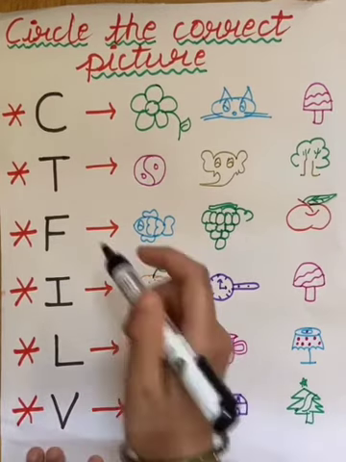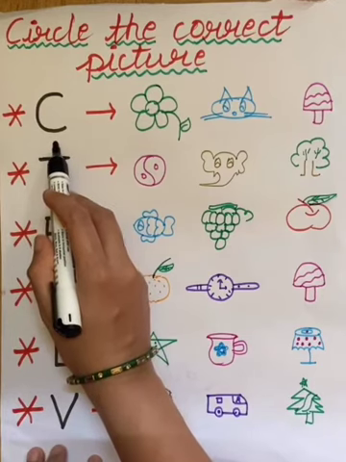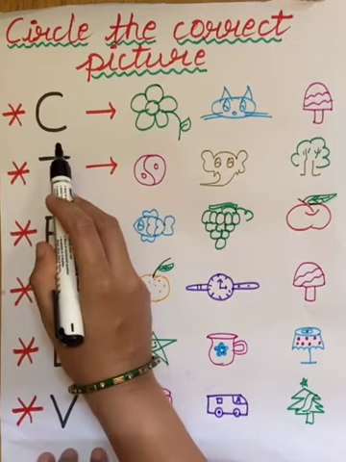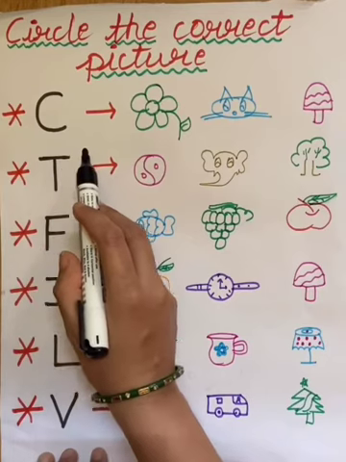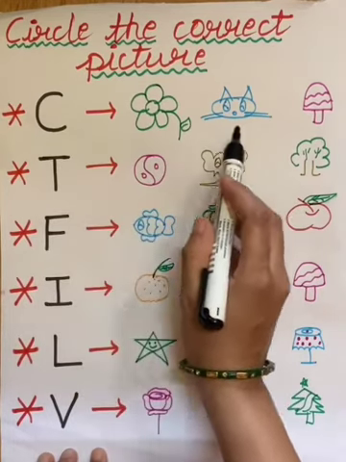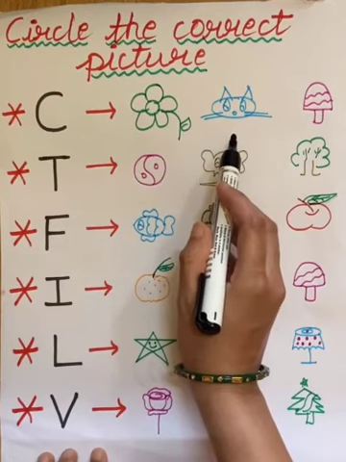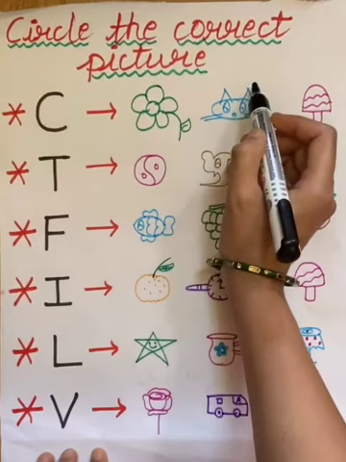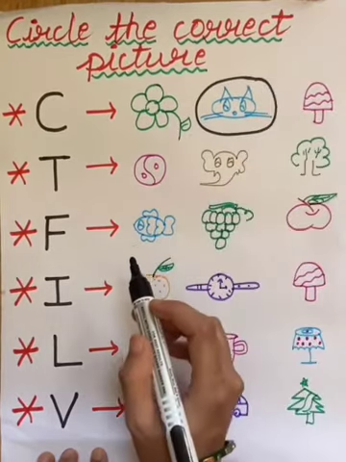Now children, which alphabet is this? Yes, this is C, C, cat. Okay, so where is the picture of cat? Yes, this is a cat. So what you will do? You will circle the picture of cat like this.